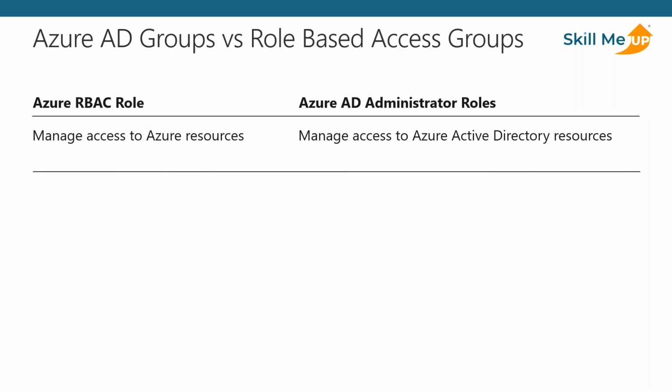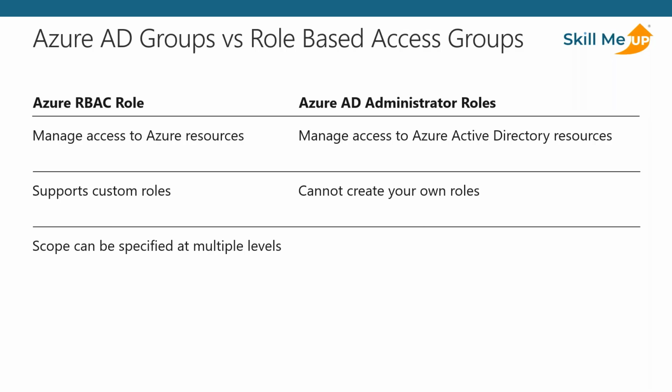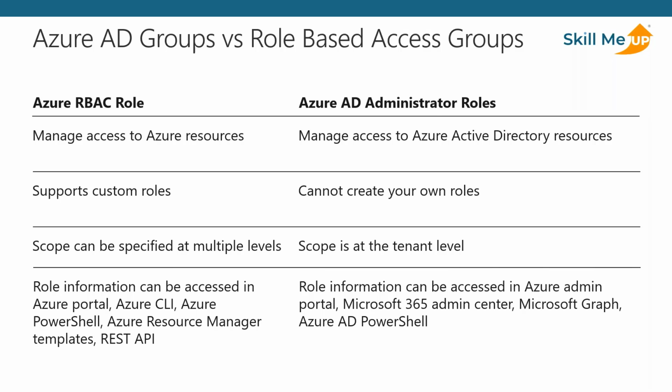In the RBAC roles, we can support custom roles. In Azure AD, we cannot create custom roles. In RBAC, the scope can be specified at multiple levels within Azure and Microsoft 365. Azure AD admin roles are actually scoped at the tenant level. And then from the RBAC one, the role information can be accessed in the Azure portal, Azure CLI, PowerShell, Resource Manager templates, and the REST API.